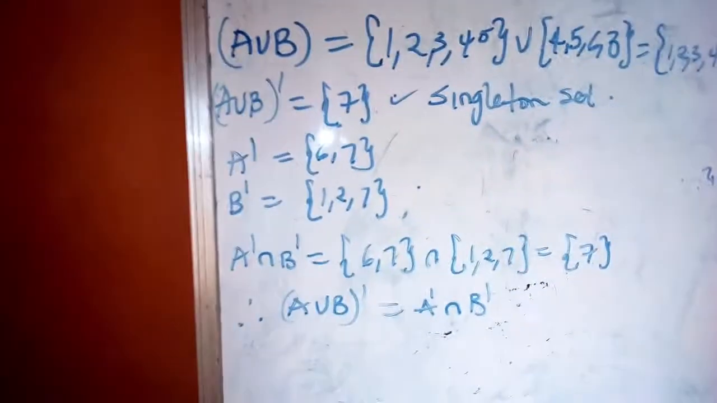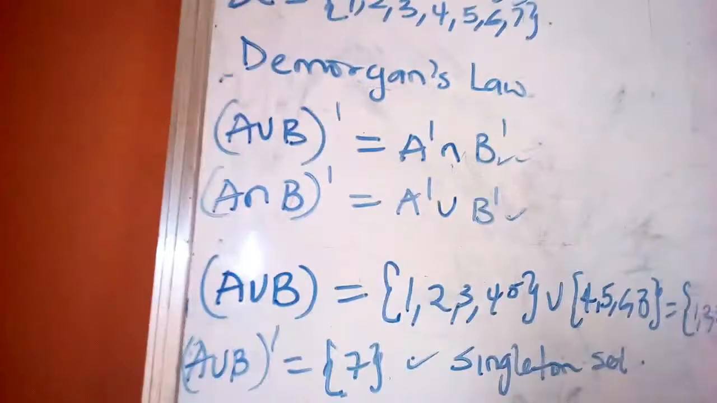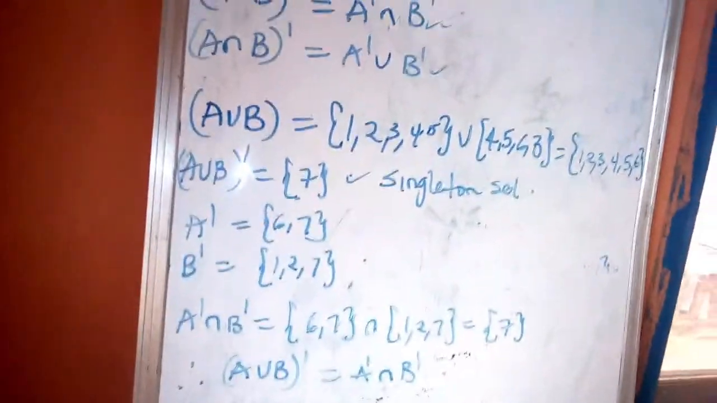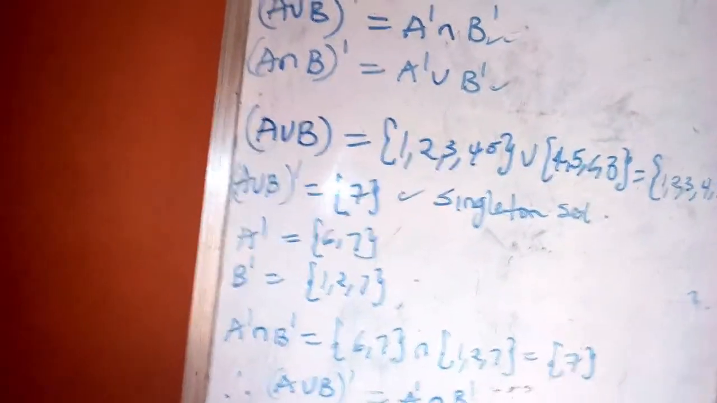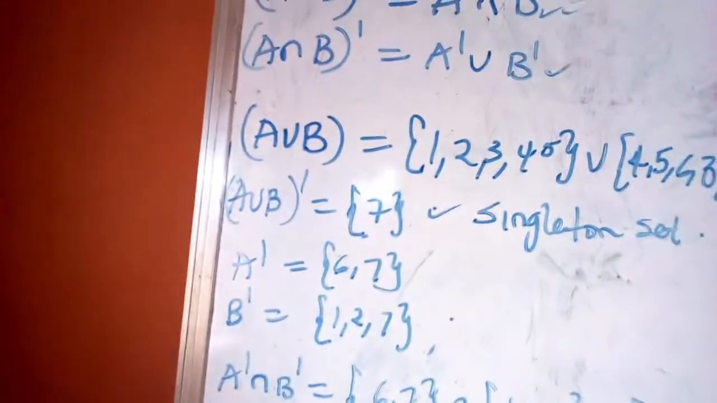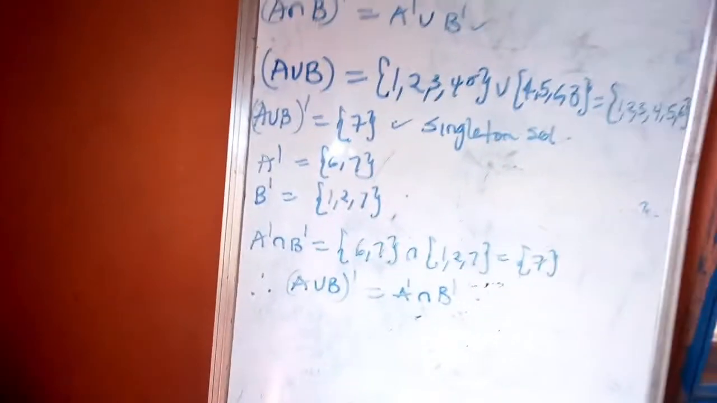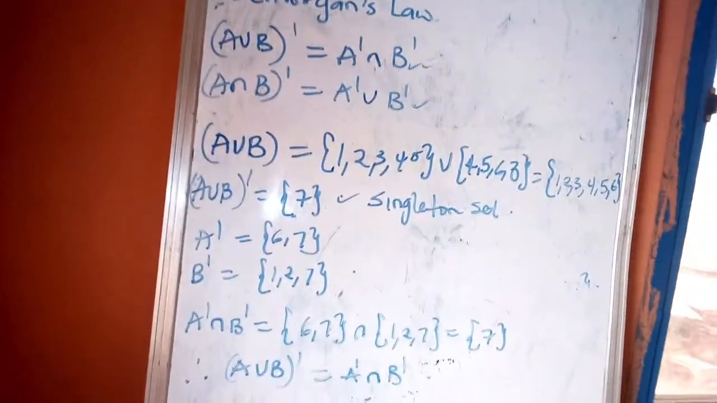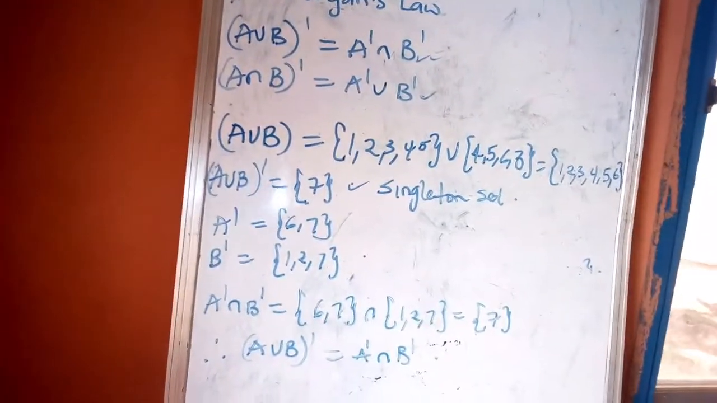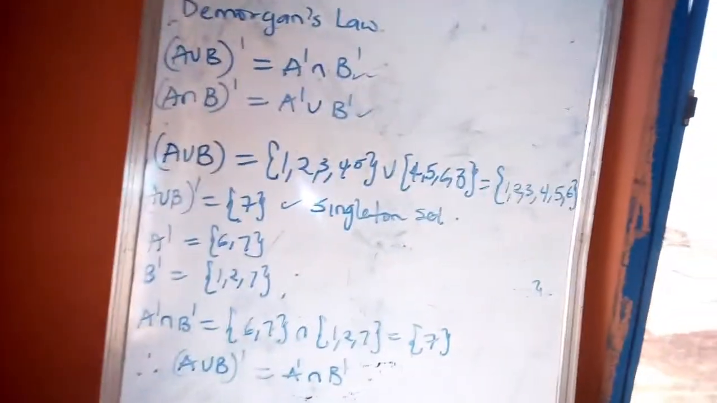So I want you guys to try the other one yourself, which is this. I want to see if you arrive at the same answer. So it's actually very simple. There's nothing much about sets. So these are the properties of sets. We've seen the associative, we've seen the distributive, we've seen the commutative, and now we've seen De Morgan's laws, and we've seen complements also. So that's that.